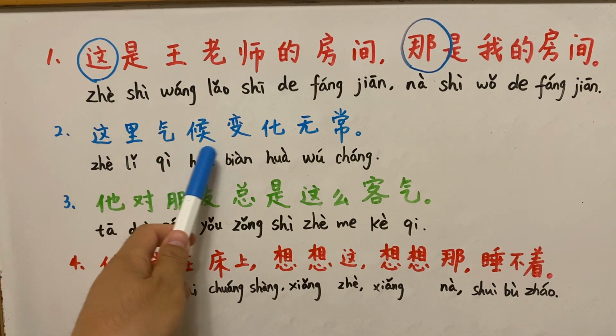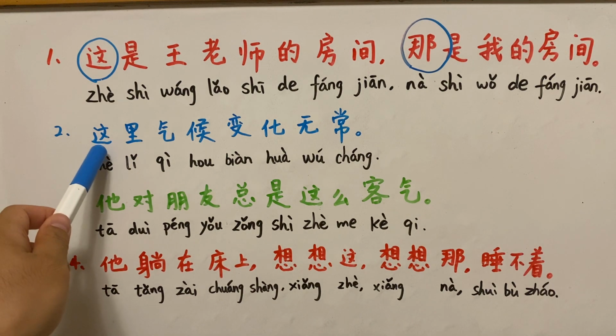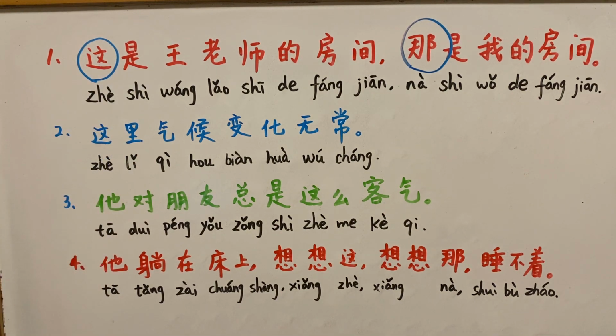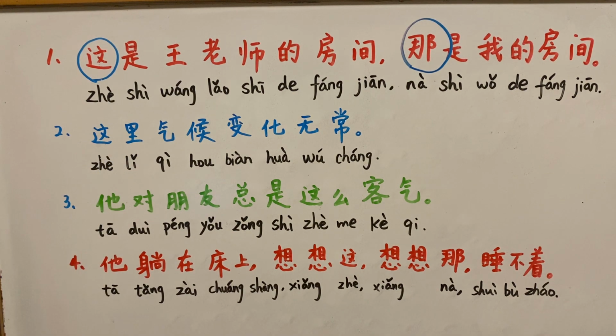这里气候变化无常. Right? So here, demonstrative 这, right? 这里, when translating this into English, is "here," not "this here."